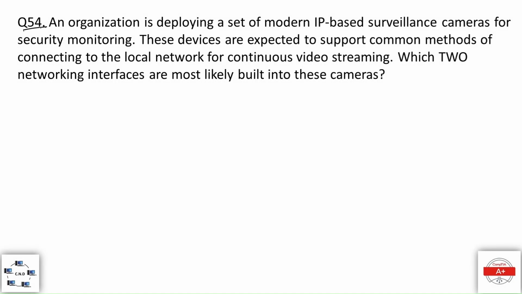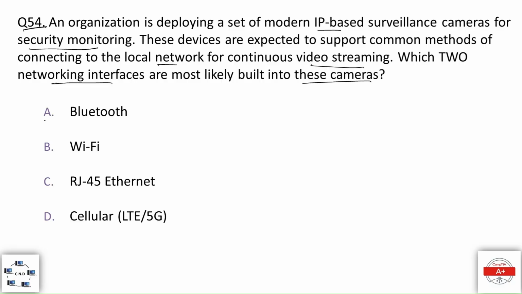Question number 54. An organization is developing a set of modern IP-based surveillance cameras for security monitoring. These devices are expected to support common methods of connecting to the local network for continuous video streaming. Which two networking interfaces are most likely built into these cameras? And the options are option A, Bluetooth, option B, Wi-Fi, option C, RJ45 Ethernet, and option D, cellular.